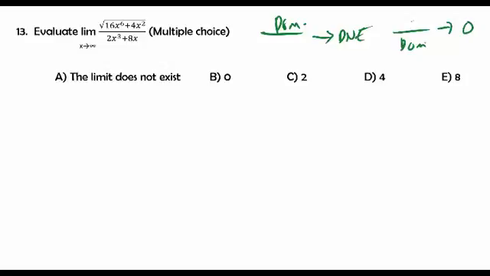And if there's a tie, if you have the dominant term in both the top and the bottom, you make a ratio of the coefficients of the dominant terms. And it turns out that's what we have going on here.